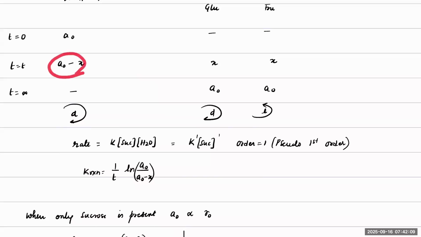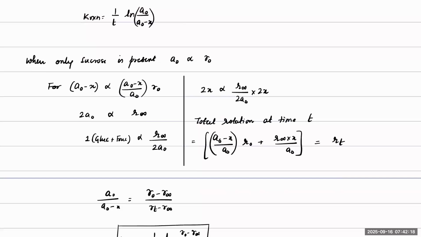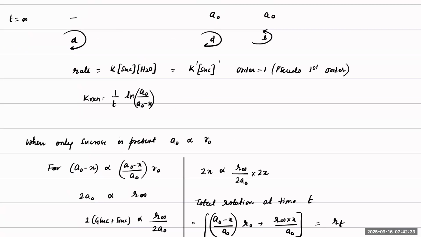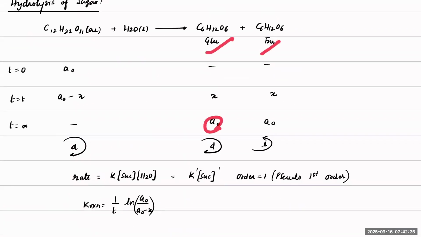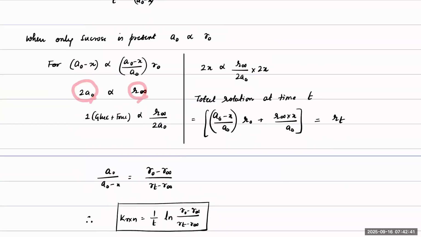But now when you have a naught minus x, the rotation is coming because of sucrose also, fructose also, and glucose also. So for a naught, if r naught is the value, for a naught minus x, how much should be the value? It should be a naught minus x by a naught into r naught. If we write only for glucose and fructose, and there is no sucrose in that case, let's say that is proportional to r infinity. So if 2 a naught is giving r infinity, for one glucose and fructose molecule forming, how much will be the optical rotation? r infinity by 2 a naught.